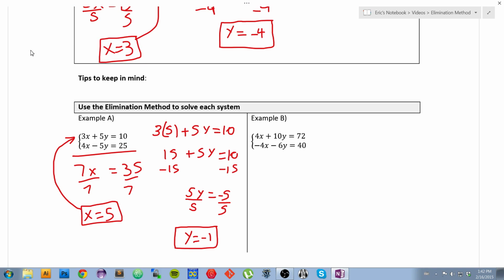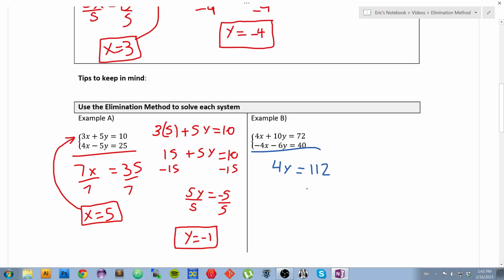The y's happen to go away first. But in this second example, that's not going to be the case. Here we can see that our x's are equal and opposite. So 4 minus 4 is 0. 10 minus this 6 right here is going to give you 4y's. And 72 plus 40 is going to give us 112.